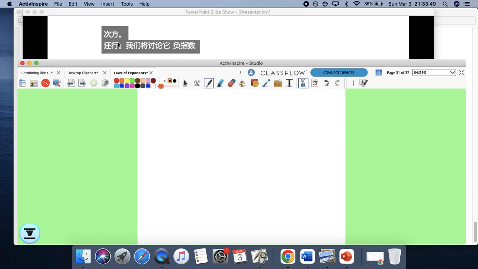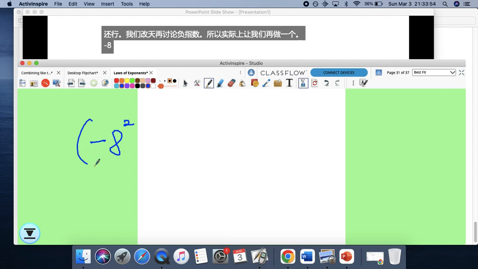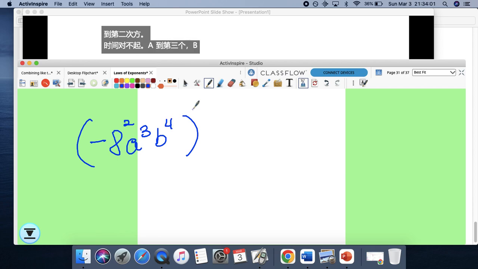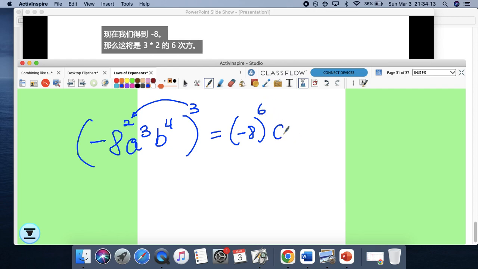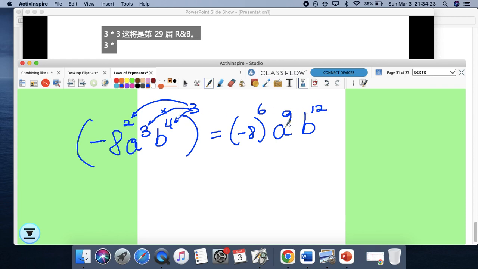So actually, let's just do one more. Negative 8 to the second power, a to the third, b to the 4th, raised to the third power. So now here we're going to get negative 8, then this is going to be 3 times 2, to the 6th power. A is going to be 3 times 3, it's going to be to the 9th power. And b, 3 times 4, which is going to be to the 12th power.